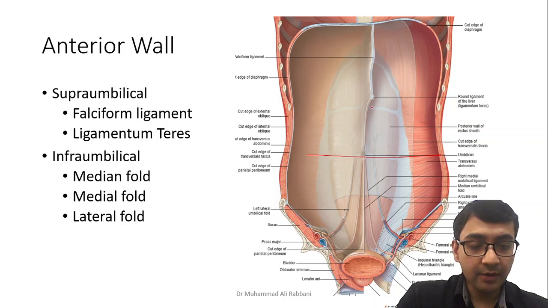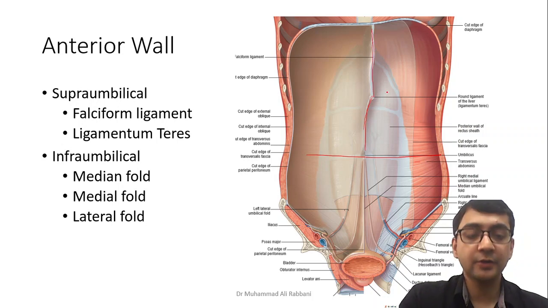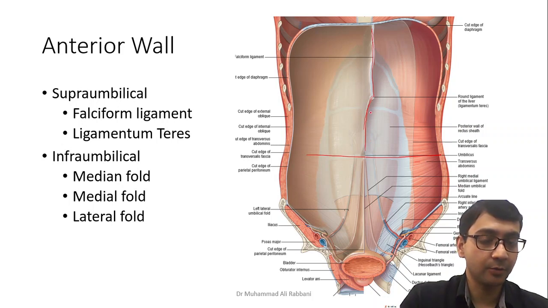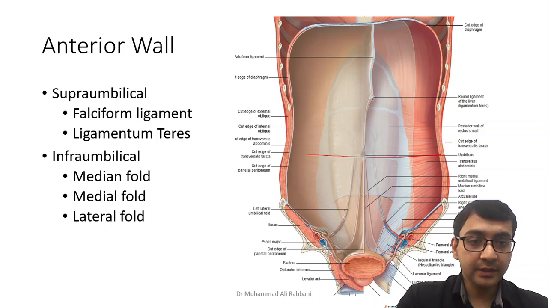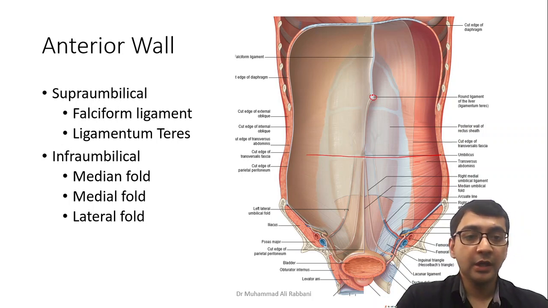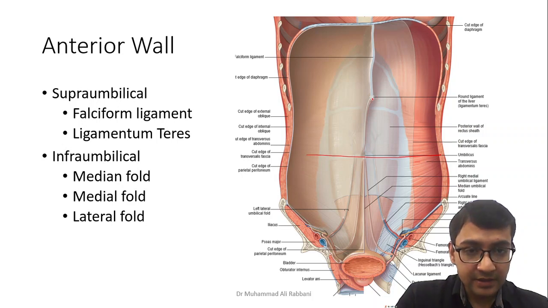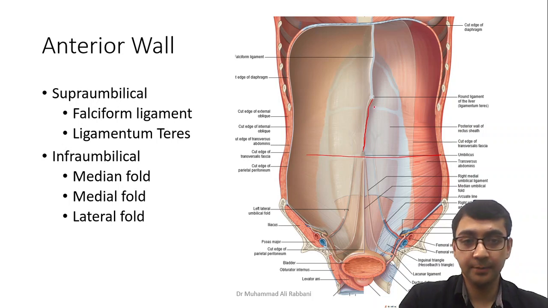The part that is above the umbilicus has a single fold of peritoneum in the midline, this one. This single fold of peritoneum in the midline is known as the falciform ligament. It joins the anterior surface of the liver to the inner aspect of the anterior abdominal wall. This layer has a thickening at the lower free margin, known as the round ligament of the liver or ligamentum teres. It's an embryological remnant of the left umbilical vein, and here you can trace it all the way into the umbilicus at the lower margin of the falciform ligament.